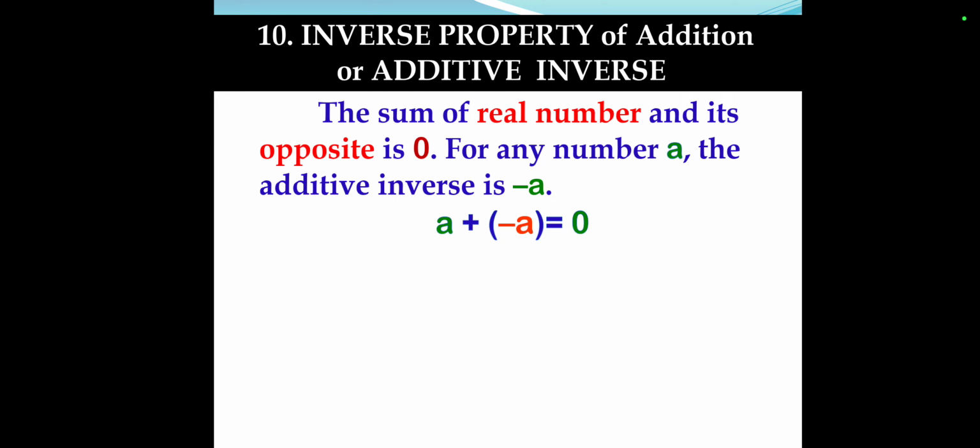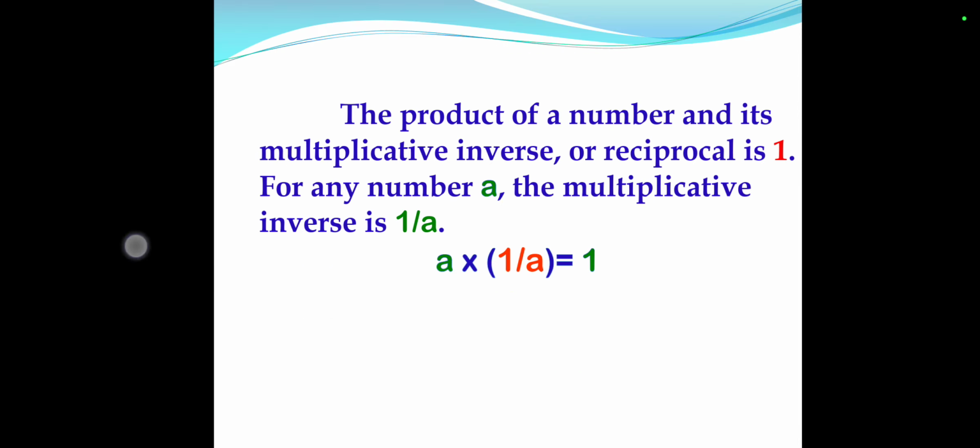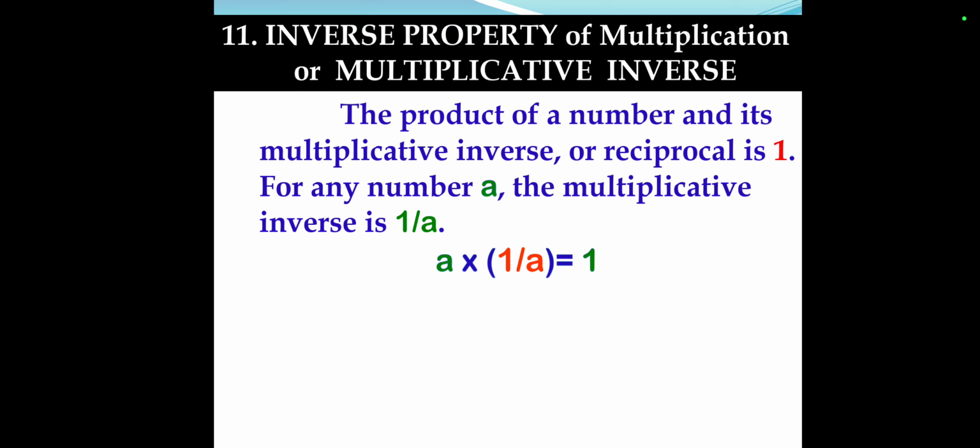So as of this time, you have to keep in mind that if we add a positive and a negative of the same number, the answer is 0. That is for the additive inverse. How about if we are dealing with the multiplicative inverse? Still, we are dealing with inverse, but now with multiplication. So how are we going to do that? You have to use the reciprocal.